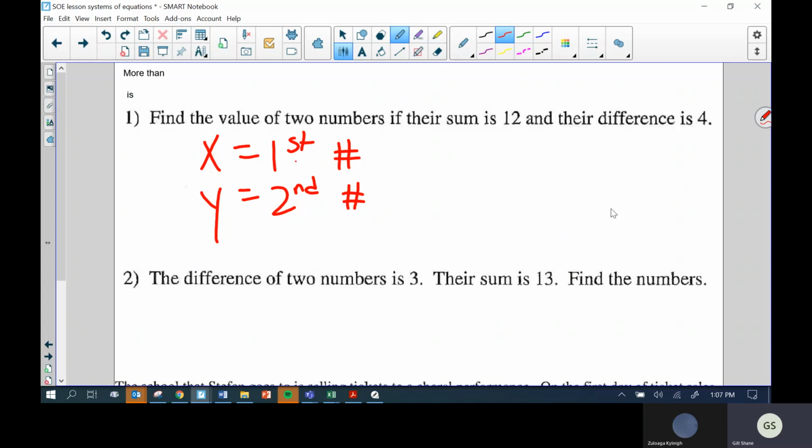So now let's talk about what it says. What's the first rule? What's got to be true? Who am I going to call on? Zakira, what's the first rule in the word problem? What's got to be true about those two numbers? First thing that's got to be true.